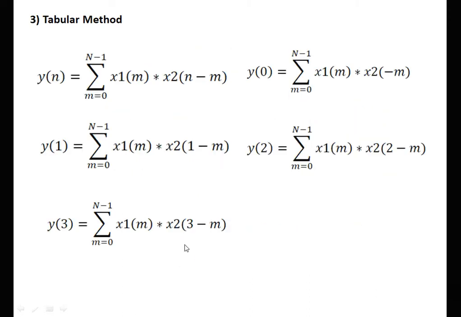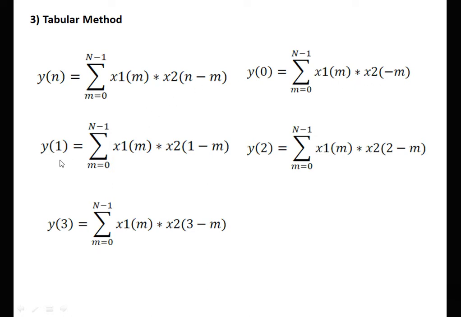The third method is the tabular method. Here we require to use signal manipulation. Now the basic formula for circular convolution is y of n is equal to the summation over m from 0 to N minus 1 of x1 of m into x2 of n minus m. First we will put the value y of 0. When we put n equal to 0, we are getting the equation as x1 of m into x2 of minus m. Now what this indicates is that we require to take the multiplication of the x1 signal and the flipped x2 signal.